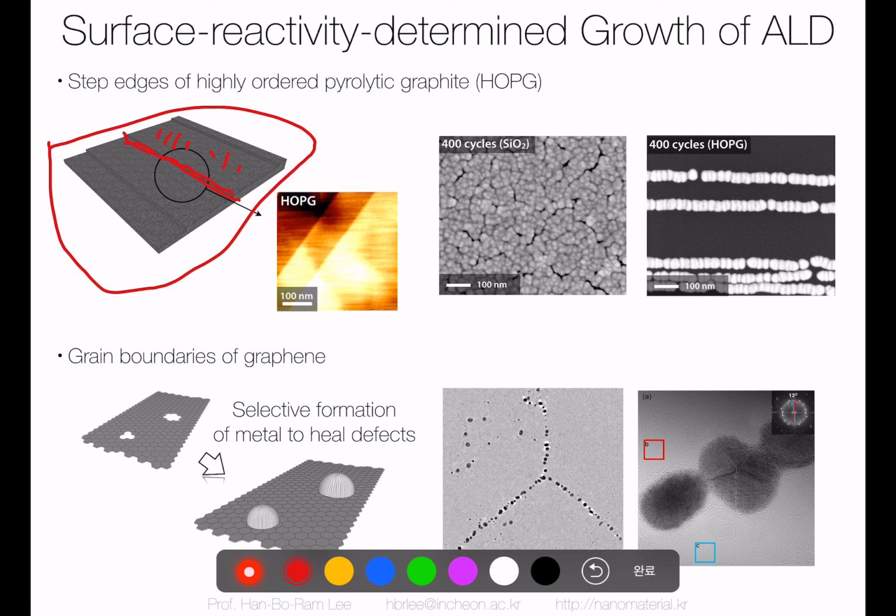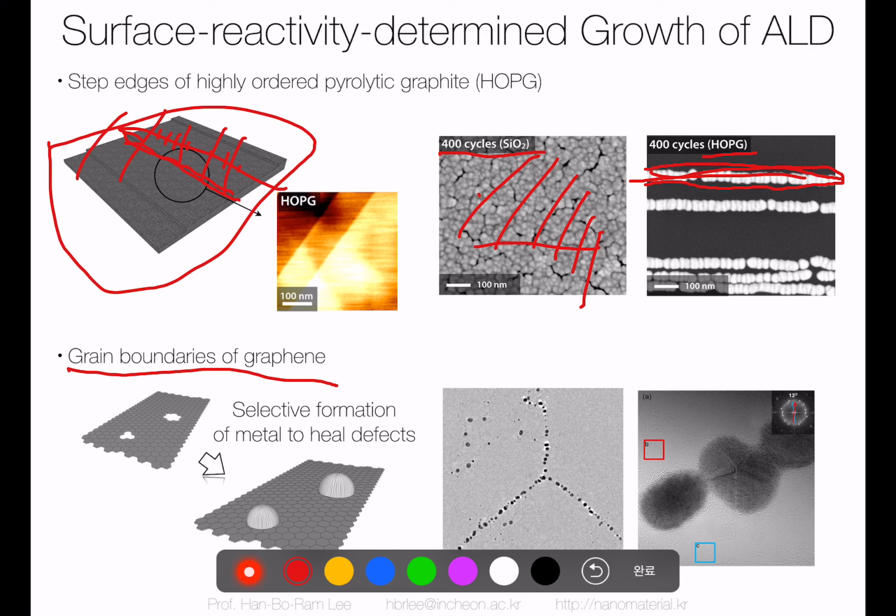So once we deposit some ALD material on this surface, we can observe selective growth. This is platinum on silicon oxide, very conformal, continuous and uniform. But on the graphite substrate, platinum nanowires are formed along specific lines, because of the dangling bond lines. This is the HOPG. This is an extreme case of the surface-dependent growth of ALD.